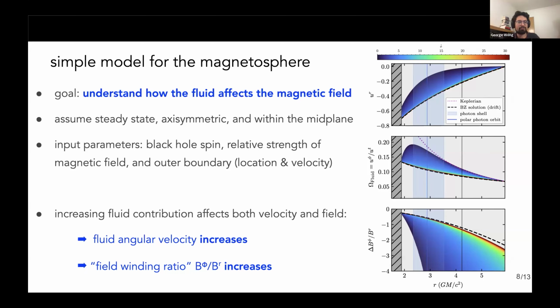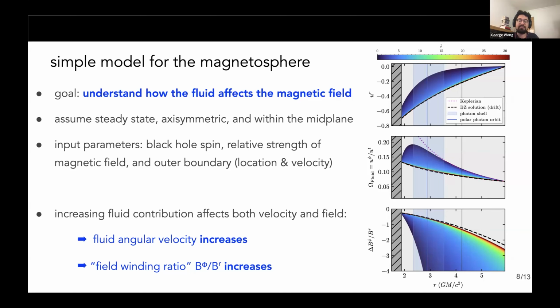There's this incredibly rich structure. I don't have time to go into all the details of it. If you're interested, please look at the paper. But broadly, there are two main takeaways, which is that increasing the fluid contribution affects both the velocity of the fluid, or the velocity of the material, which is unsurprising, and also the structure of the magnetic field.